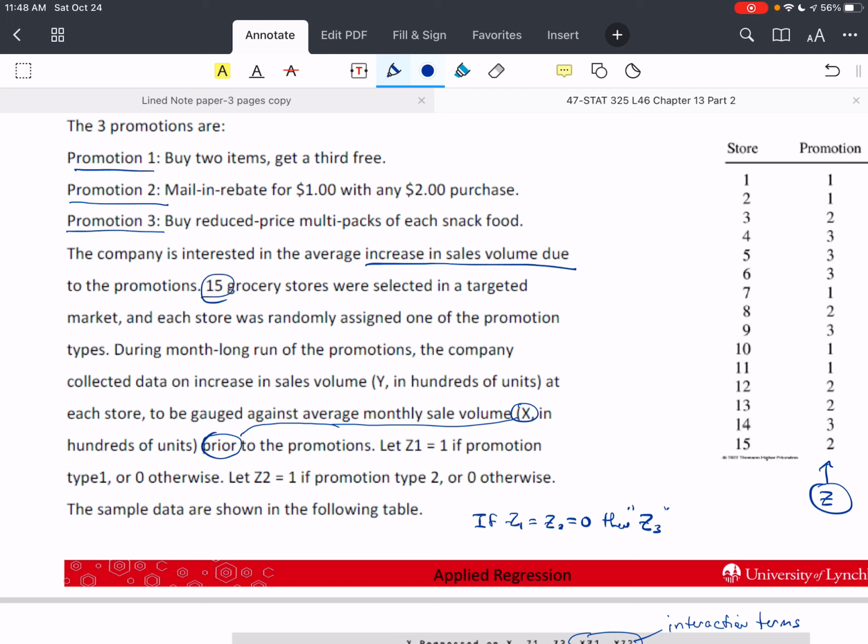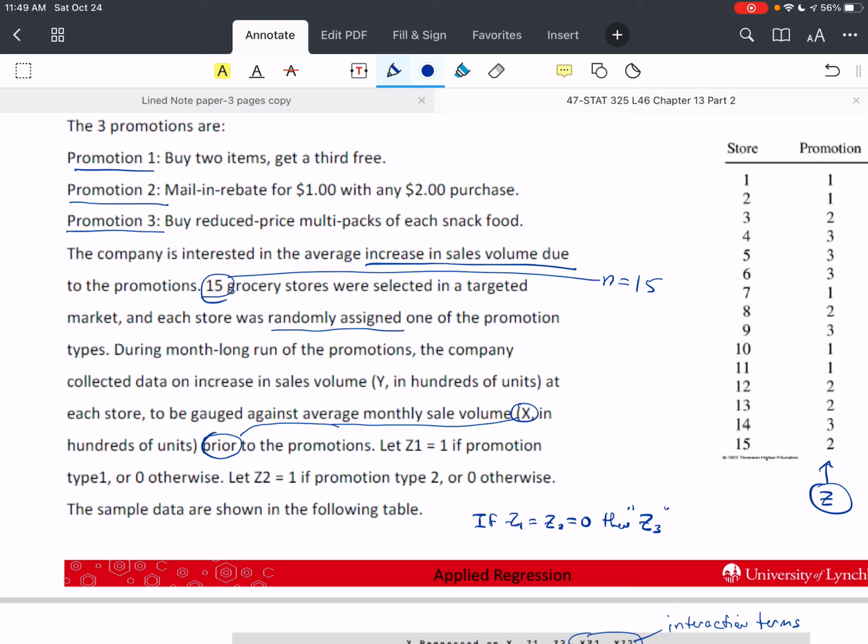N equals 15. Grocery stores were selected in a targeted market, and each store was randomly assigned one of the promotion types. During the month-long run of the promotions, so it's only 1 month. Now, I would tell you that you need to do this across the different seasons if you want to see the difference, but you could also say that, well, it's better to just keep it within the same season, instead of having to account for the difference in seasons. So both arguments are valid arguments there.